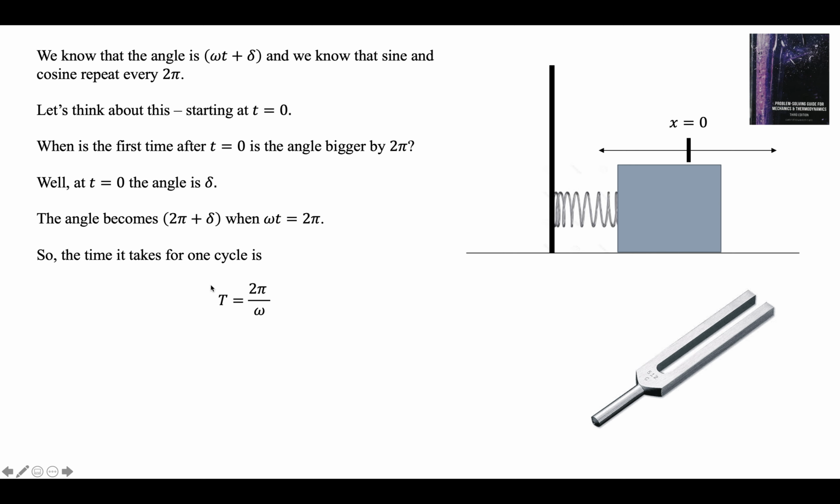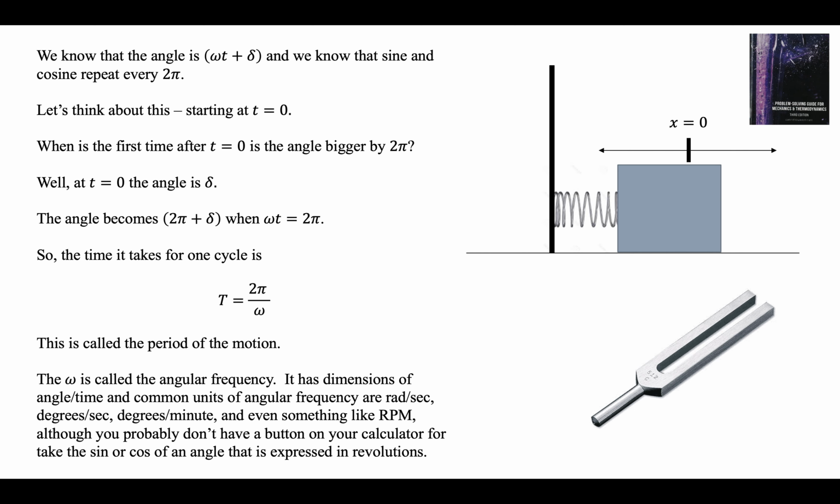This is called the period, capital T, the time for one cycle. It's 2 pi over omega. So what the heck is omega? T is the period, big T. Omega is called the angular frequency. It has dimensions of angle per time. A common unit is radians per second, degrees per second, degrees per minute, revolutions per minute. The problem with revolutions per minute is that when you put it in here and multiply by t, you're going to have the angle in revolutions.